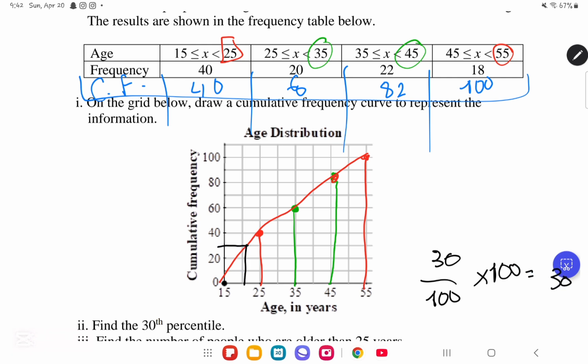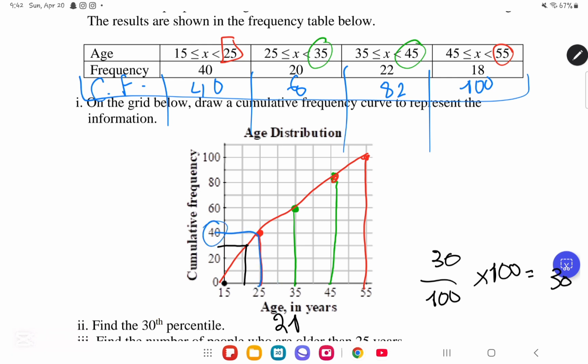You will see it is approximately what? It's approximately 15. Okay, so this over here would be 20. If this is 20, then this over here, I would say it is 21, approximately. Based on my graph, the 30th percentile is 21. Now, part 3 says, find the number of people who are older than 25 years. Older than 25 years, what does it mean? That means at 25, you will have a specific cumulative frequency, which is 40.